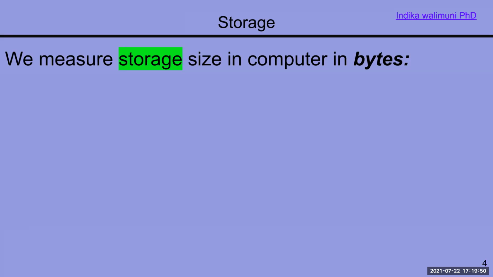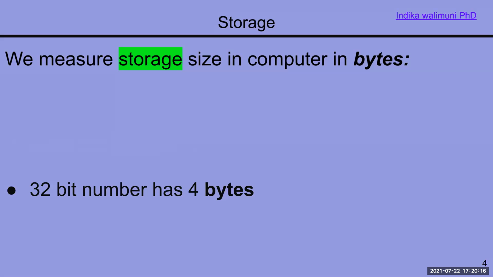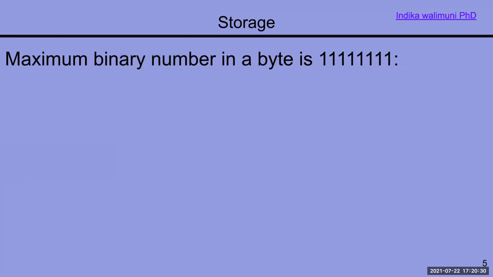So let's talk about the size of memory and storage in particular. We measure storage size in computers in bytes. We call a zero or a one a bit. There are 8 bits in 1 byte. So a 32-bit number has 4 bytes, or 32 divided by 8. A 64-bit number has 8 bytes of storage.